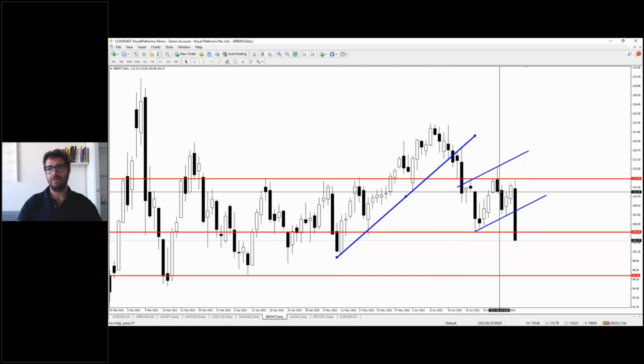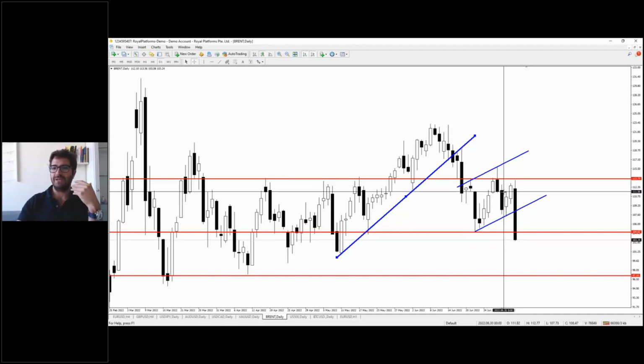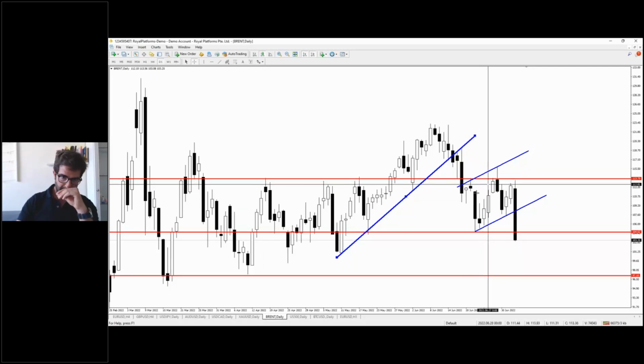Lower highs, lower lows. And then we have a bearish flag. The market entered into a bearish flag, which is a continuation pattern. The market now is testing this area. We don't have a breakout yet. We are seeing the market below this level, but this could be a fake breakout.